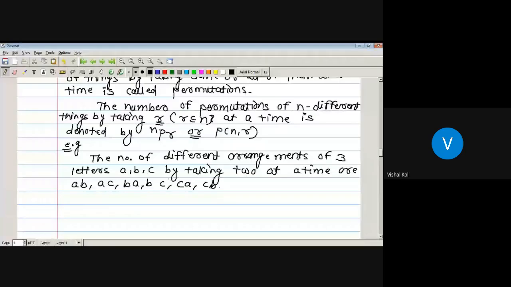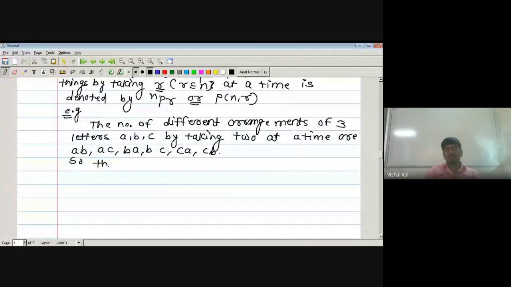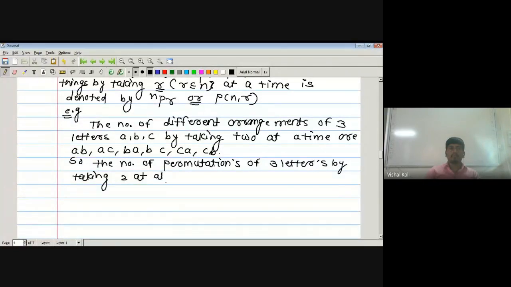If we take any one, then it must correspond to the number of permutations of three letters by taking two at a time, which is equal to 6, since there are 6 possibilities: 1, 2, 3, 4, 5 and 6. But the number of permutations of n different things by taking r at a time is denoted by nPr.